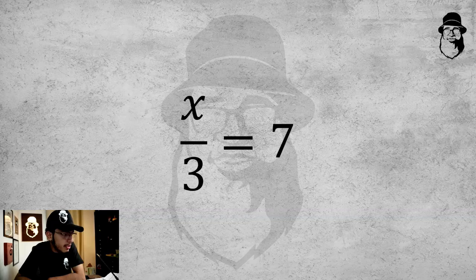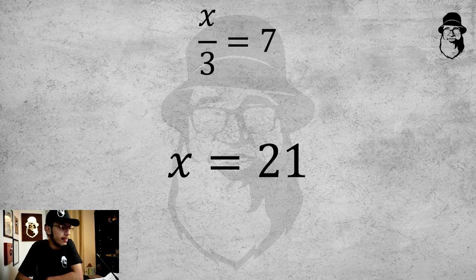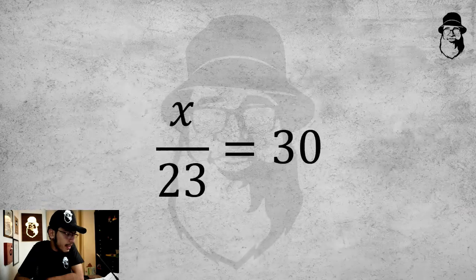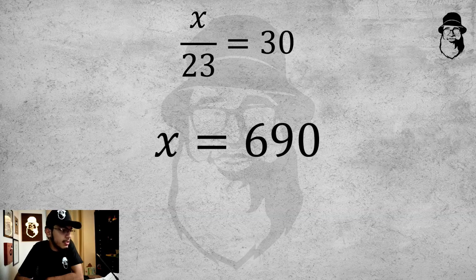Solve x over 3 is 7. So x must be 3 times 7 and x is 21. We can see this is right because 21 over 3 is 7. x over 23 is 30. As 23 times 30 is 690, we can say that x is 690.